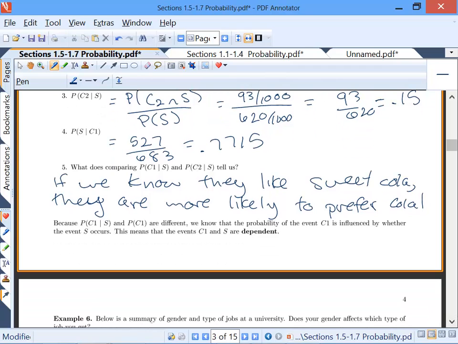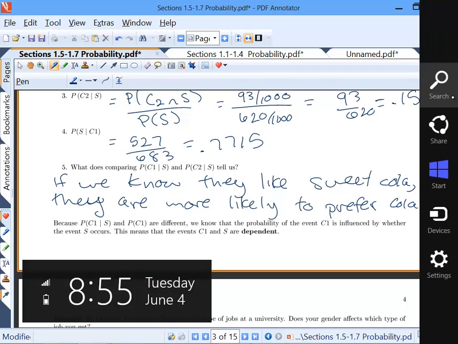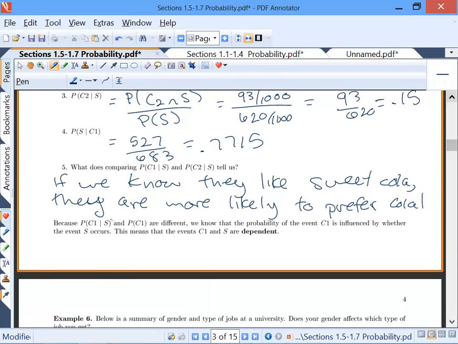Now, mathematically, what we're interested in here is if you come back up and look at the probabilities, notice that the probability for C1 given S and the probability for C1 were different. Because they're different, we know that the probability of event C1 is influenced by whether or not you have the event S. So the probability of whether or not they like cola 1 is influenced by whether or not you know they like sweet colas. And this means mathematically that our two events are dependent. The opposite of independent is dependent. So in the future, if I ever ask you to prove that something is independent or dependent, this is what you have to check mathematically. You should check the conditional probabilities.